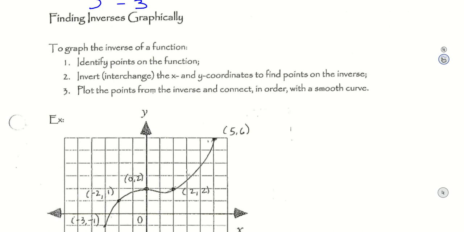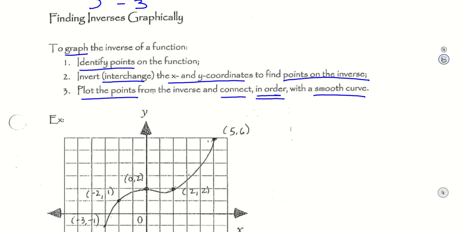All right, now we're ready to look at finding inverses graphically, which is based on the same idea as finding inverses numerically. So when we have a graph of a function, we're going to start by identifying points. That makes it numerical. We're going to interchange the x and y coordinates, which will give us points on the inverse. And then we're going to plot those points from the inverse, and we're going to connect them in order with a smooth curve.